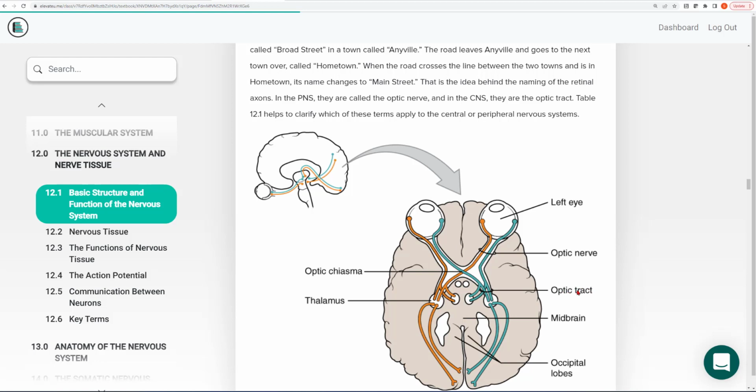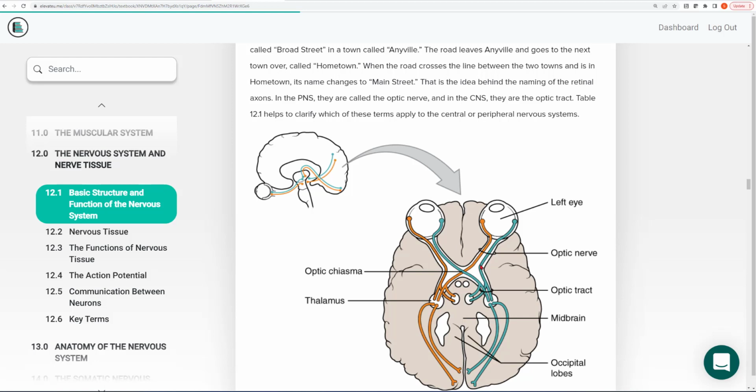Okay, the optic tract. So this is a good way to remember or visualize what the difference is between a nerve and a tract. It's really simply the location. Okay, it's the same cell, same buildup, same material, simply a different location. I'll point out something here too while we're looking at this, and this will be a common theme that we'll see in the nervous system.